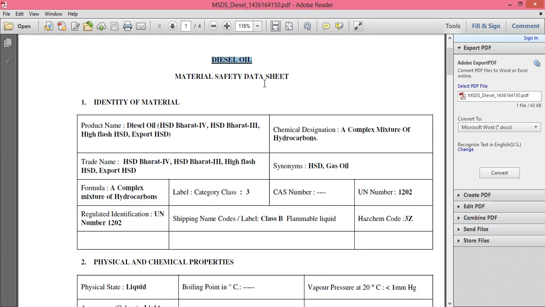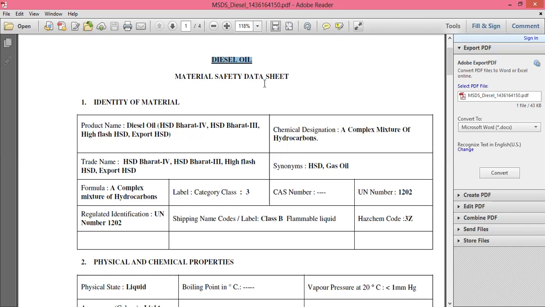Now we need this Material Safety Data Sheet because there can be an accident on board the ship. Anything can happen. For example, this cargo can leak, this cargo can come on the deck, the crew can come in contact with the cargo, or there can be a fire on board the ship. And then we need to understand the properties of this particular cargo, and these properties are there in this MSDS.